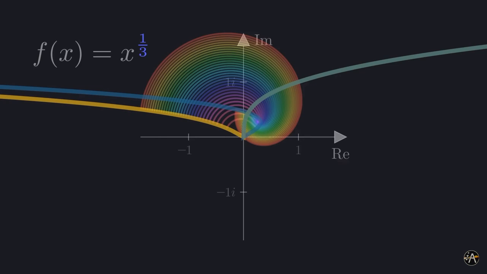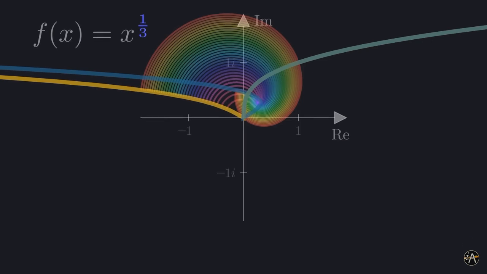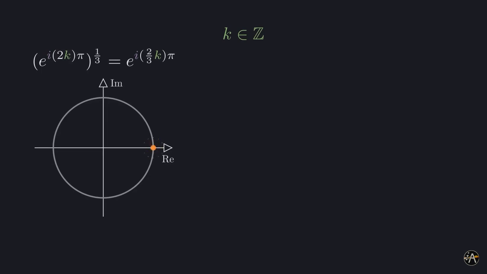We have to look at complex exponentiation again to find that out. To keep it simple, we'll again just consider the general positive and negative cases for the number 1 expressed using Euler's identity. It works the same for other magnitudes. First, we have the positive case, e to the power of 2k pi. We raise that to the 1/3 power, which gives us 2/3 k pi. As we iterate k, we get the following angles.